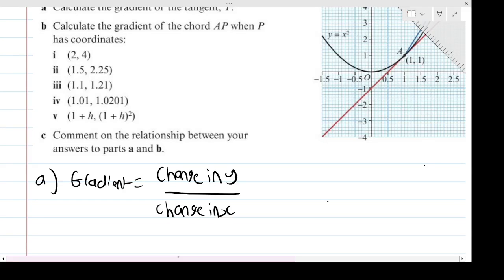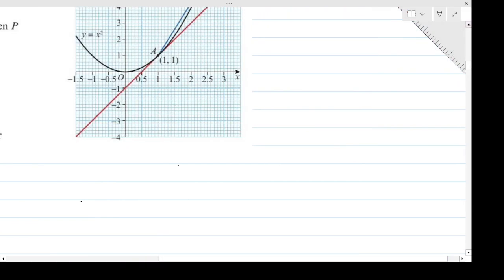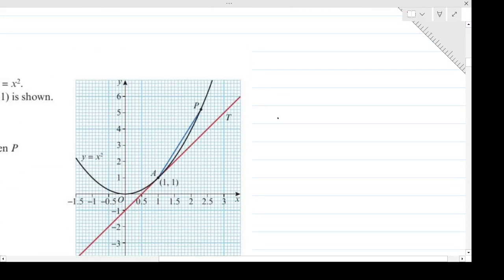So in this case, for the red line, the tangent T, we need 2 points on the curve to calculate the gradient. Well, we've got 1 point already, A at (1, 1). But we need another point on the line to then compute the gradient of it, right? So this is where we're going to need to use the graph.